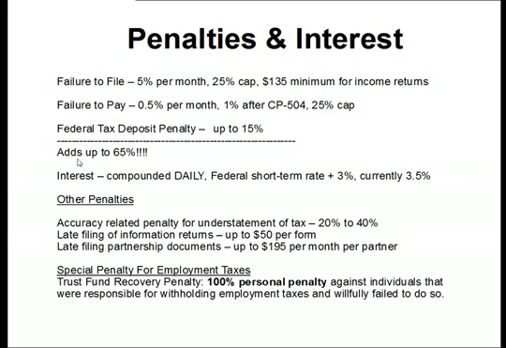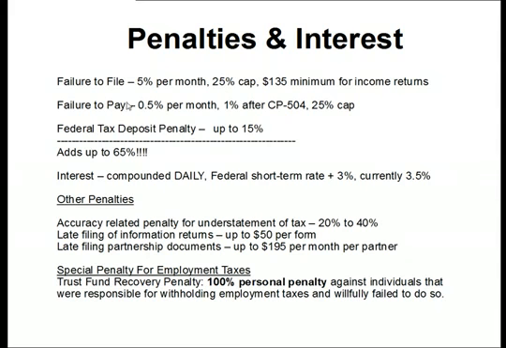So there is a failure to file penalty that is 5% of the amount due on the tax return per month. And that caps out after 5 months. And there's a $135 minimum charge for that. So after 5 months, it caps out at 25%.